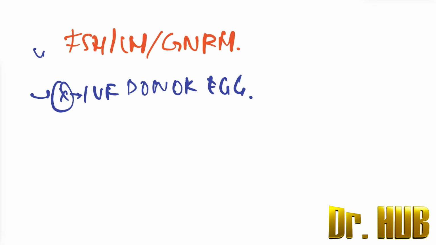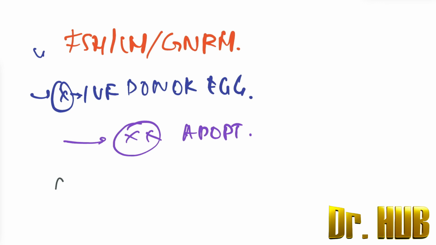In case clomiphene and letrozole fail, then we administer FSH as well as LH, or GnRH is administered, and we check for the response. If there is no response, we do IVF with donor egg. And if all the above measures fail, then the final option is to adopt.